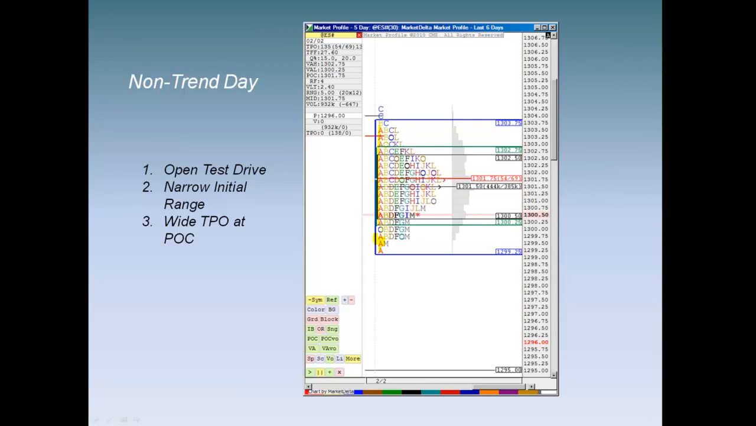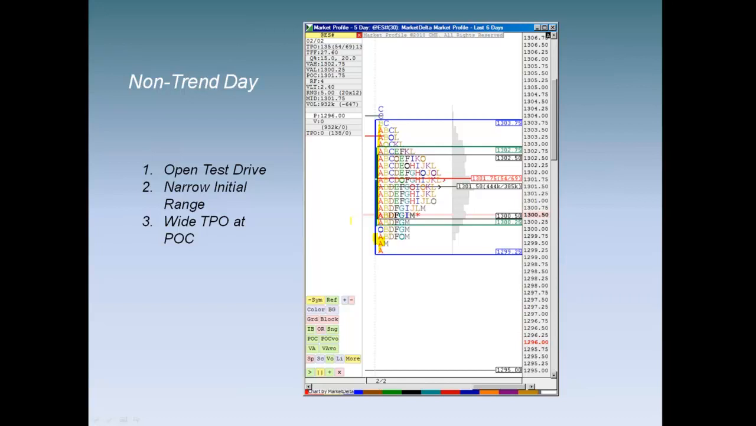So just because you see an open test drive, don't get carried away and think immediately, aha, I'm going to have a directional day. It could very well be a completely non-trend day. We have to then look at other pieces of the puzzle to really determine what type of day this is likely going to be. And of course, one key question that we have to look at is where this open is relative to the prior day's open. If in fact I am opening within value, in the value area of the prior day, that increases the likelihood that in fact I am going to see a non-trend day.